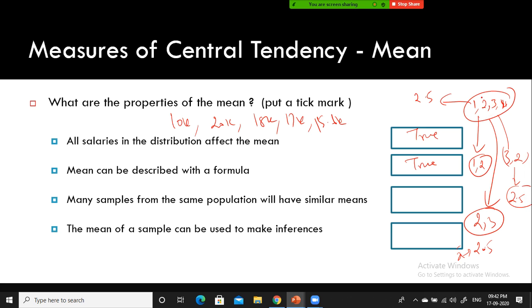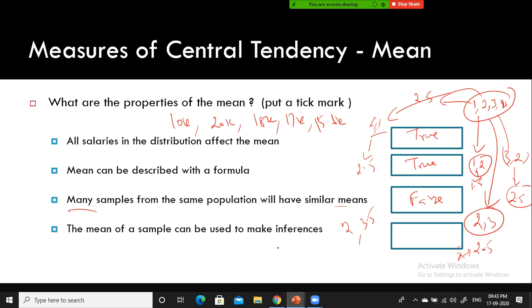We cannot say, right? If you take some more samples, for example 4, 1. 4 plus 1 is 5. In this case it is 2.5. And if you take 1, 2, the mean is 1.5. And 1, 3 gives 2. And if you take 3, 4, the sum is 7, and 7 divided by 2 is 3.5. We cannot say many samples from the same population will have similar means, right? There will be some overlap, but we cannot say that. Hence it is false.